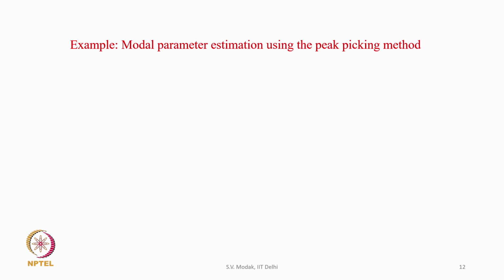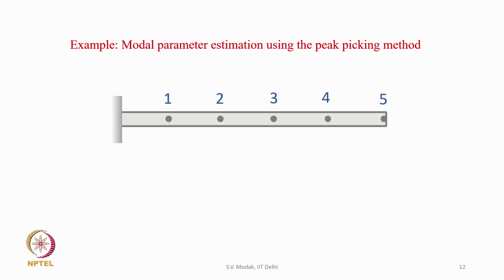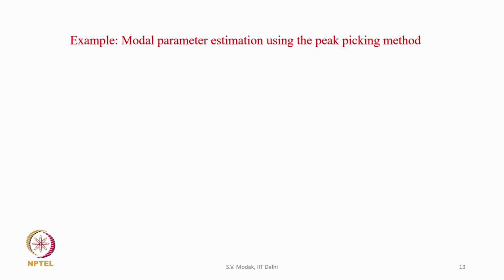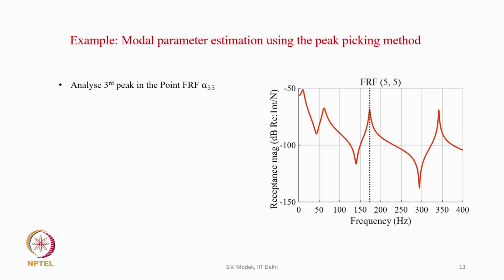Let us now take an example. We are going to simulate a modal parameter estimation using the peak picking method. We are going to take a cantilever structure, which we have utilized earlier also in the simulation of FRF measurement. Let us say there are 5 test points, and we have measured a row of the FRF matrix. Let us focus our attention on analyzing the third peak in the point FRF alpha 55. So, this is the FRF alpha 55.